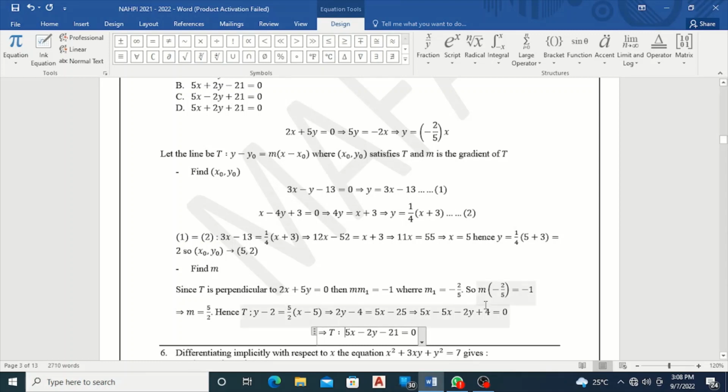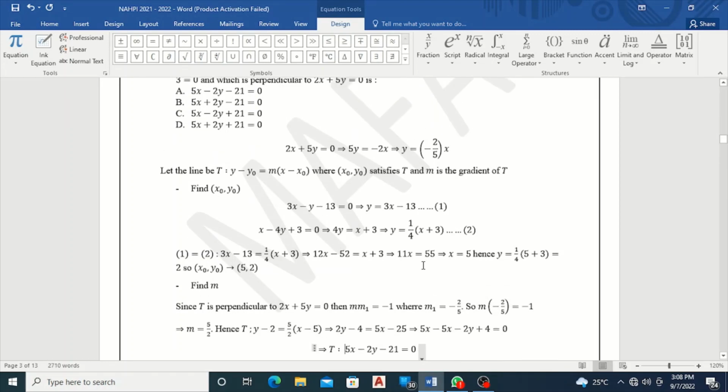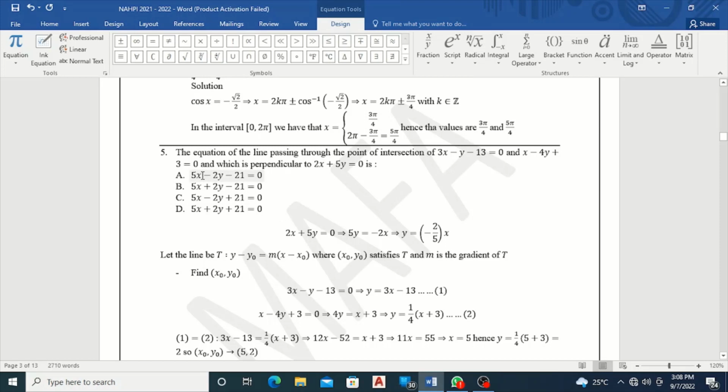Okay, so 5x minus 2y minus 21 is equal to 0. Option A is correct.